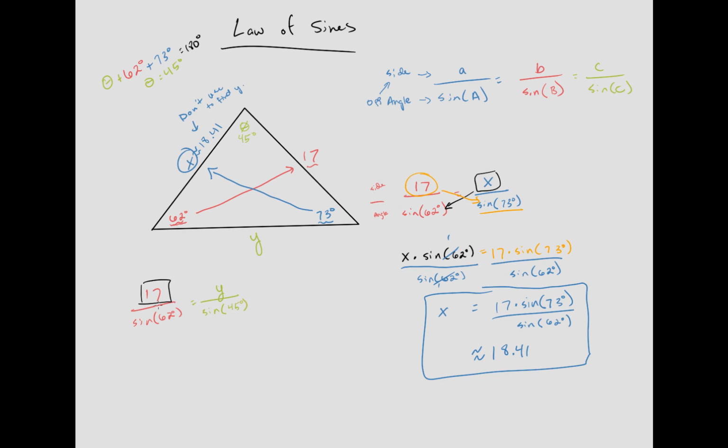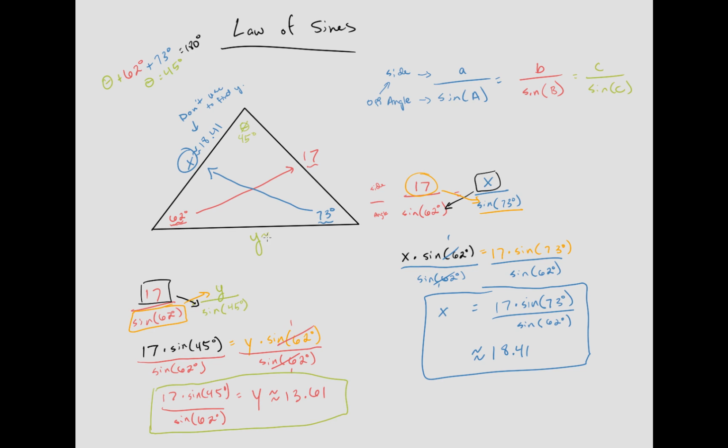Then we go through all the same steps. We cross multiply: 17 times the sine of 45 degrees, set equal to the other cross product, which is y times sine of 62 degrees. Go ahead and divide by sine of 62 degrees to isolate y, creating a 1 there on the right side. And we find out that y is in fact equal to 17 times sine of 45 degrees over the sine of 62 degrees. And there is my exact solution. I'm going to approximate it. We see that y is approximately equal to 13.61. So I'll put that up in my diagram here.